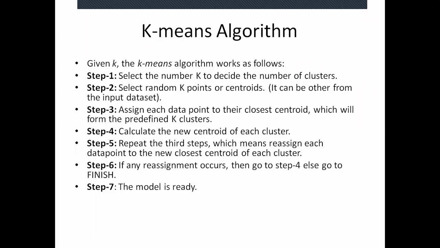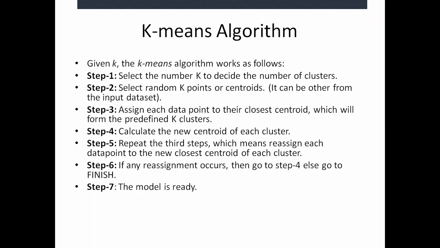Those 3 centroids can be any data points, 3 data points you can take as centroids, or any new data points can be selected as the 3 centroids. Then we will assign each data point to its closest centroid. How to find the closest, I will tell you. If a data point is closest to C1, it will belong to C1. If it is closest to C3, it will belong to C3.